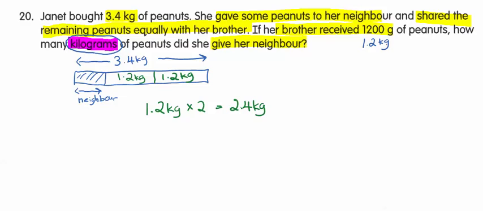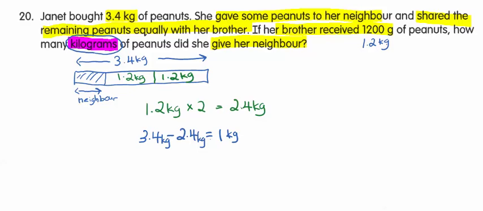Alright, and then I know that this 2 parts is 2.4 kg. I want to find out this part here, so I take 3.4 minus 2.4, and that will give me my final answer, which is 1 kg. Oops, sorry, let's put in the units. Kg. Okay, so always make it a habit to put in your units.